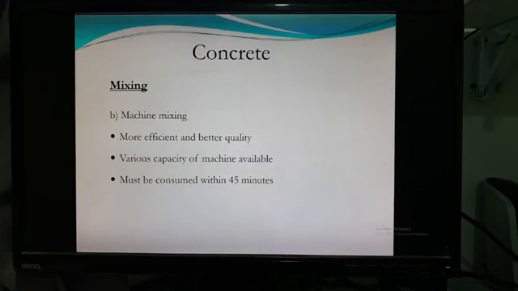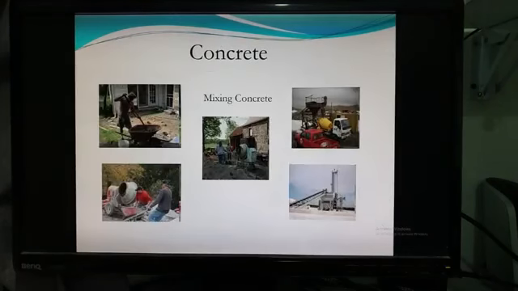For machine mixing, by using machine, we can ensure that the ingredients of the concrete are being mixed in a more efficient and better manner, meaning that the mix is proper. And then we can use a lot of types of machines, from the small volume to the very large volume, and again must be consumed within 45 minutes.